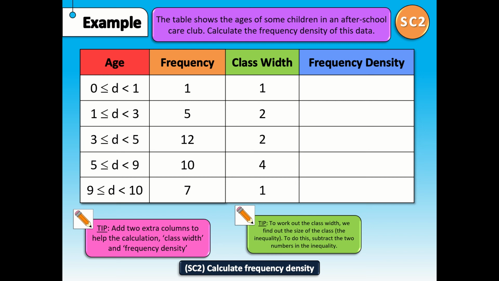So to find the frequency density, we do the frequency divided by class width. So 1 divided by 1 is 1, 5 divided by 2 is 2.5, 12 divided by 2 is 6, 10 divided by 4 is 2.5, and 7 divided by 1 is 7. Remember, we work out the frequency density as this tells us how tall the bar is.